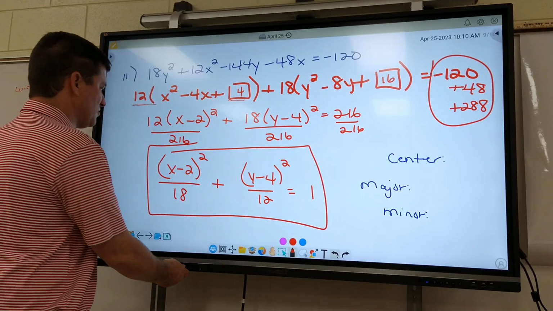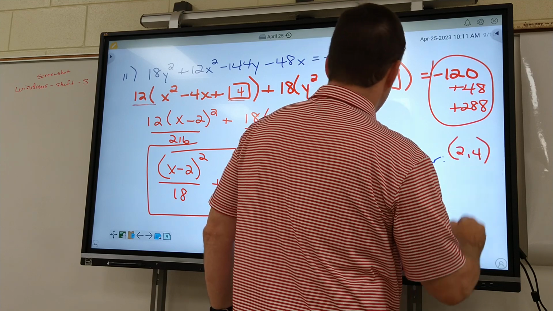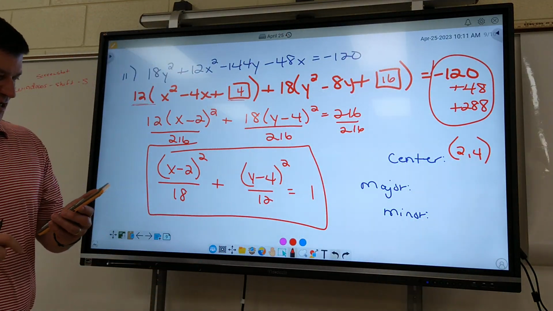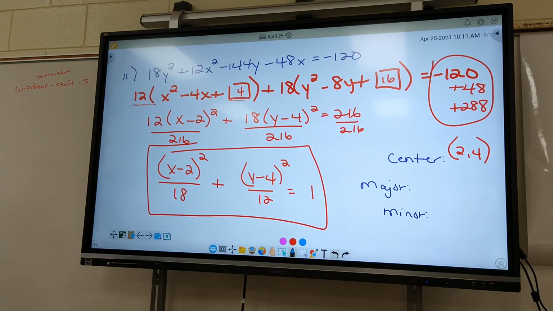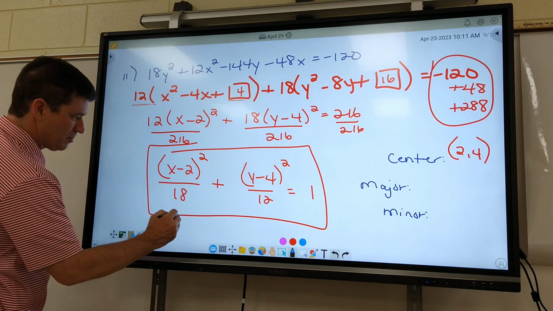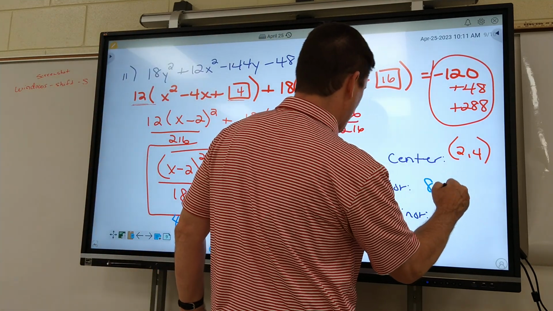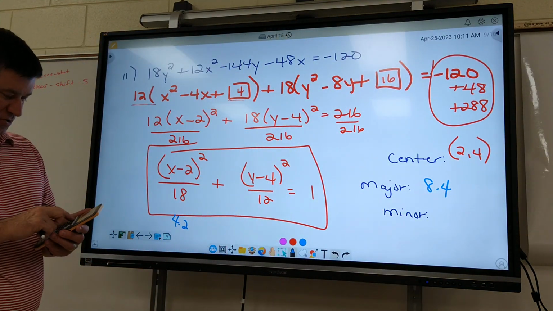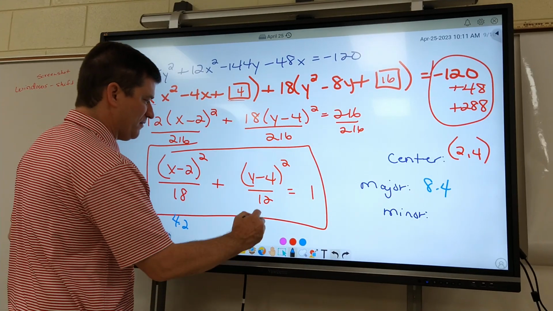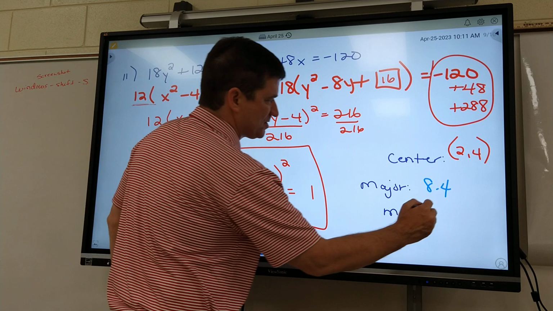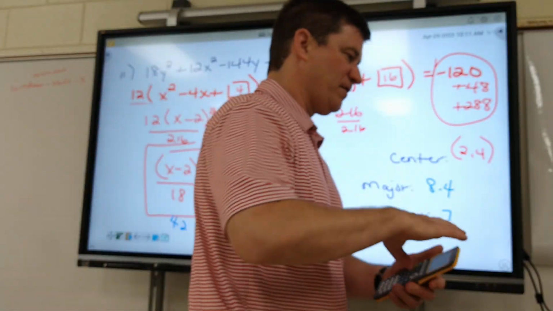All right, so my center is going to be 2 and 4. Major axis. Let's take the square root of 18 on your calculator. It's 4.2. Double that is 8.4 for your major. Square root of 12 is 3.5. Double that is 7 for your minor. All right, y'all complete number 12.